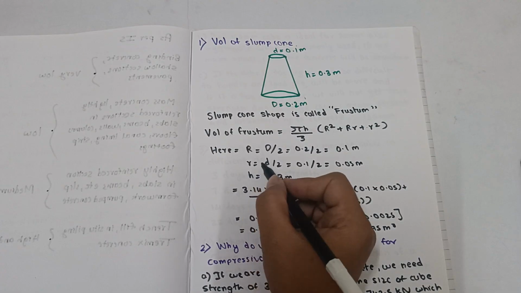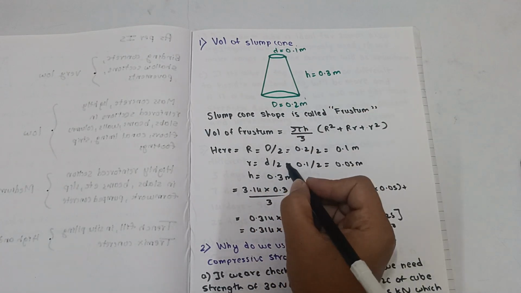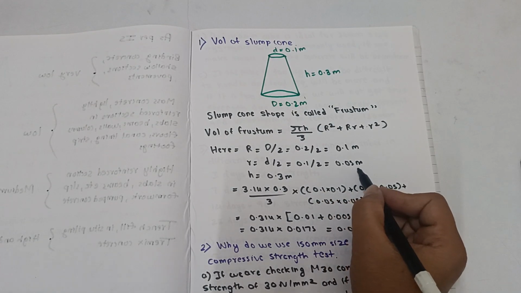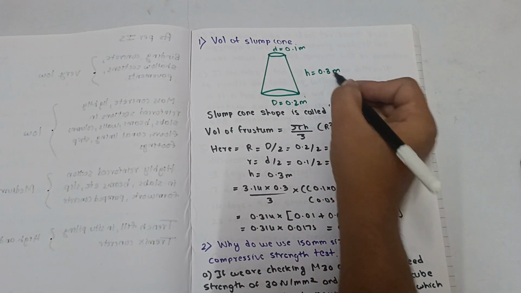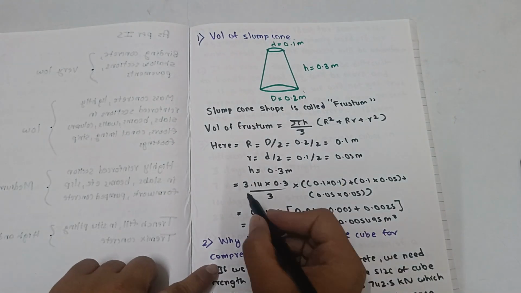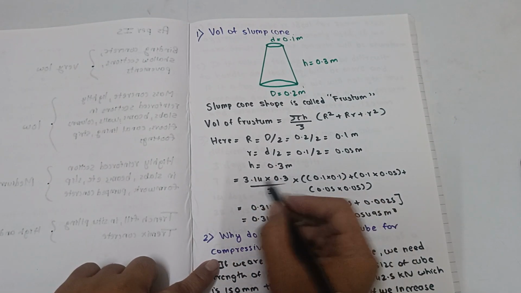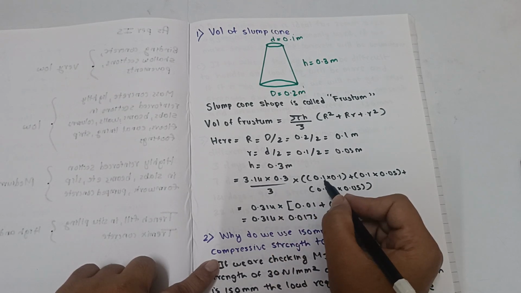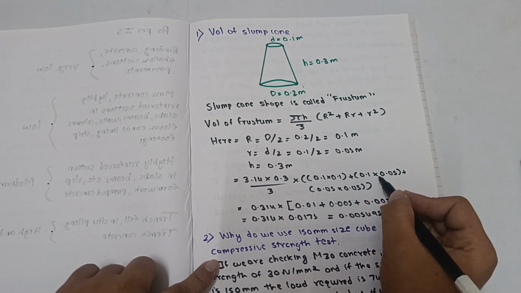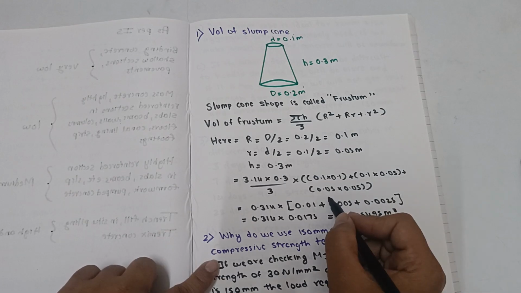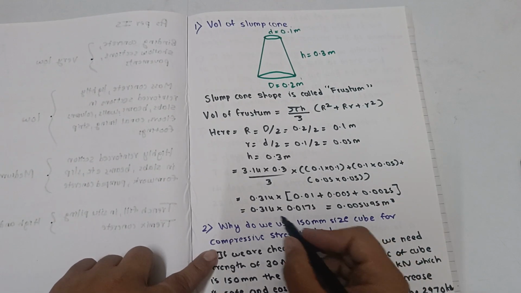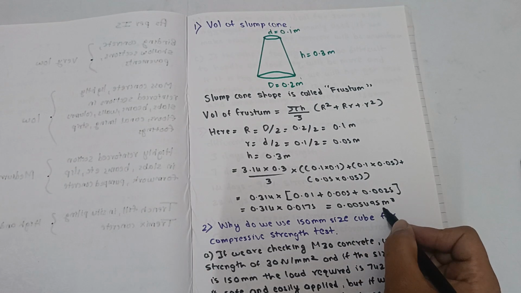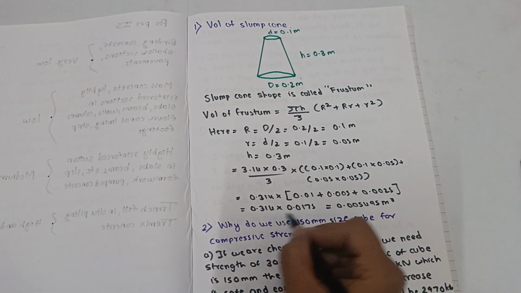Then we have to calculate small r, which is small d by 2. Small d is 0.1 meter divided by 2, that is 0.05 meters, and h is 0.3 meter, which is already given. So put all the values: 3.14 value of pi into 0.3 by 3, into 0.1 into 0.1 plus 0.1 into 0.05 plus 0.05 into 0.05. We get the volume of slump cone as 0.005495 m3. It is volume of slump cone.